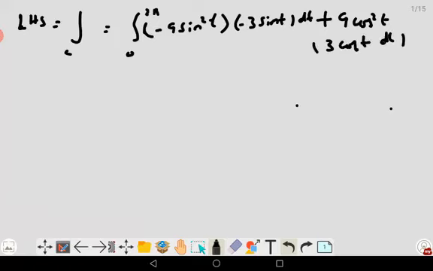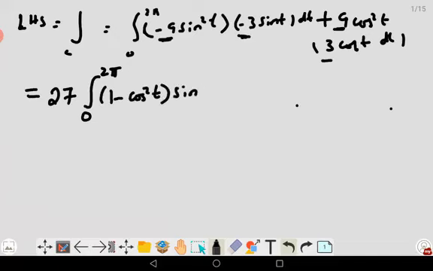Here the integration ends. So we further simplify. This will be 9 into minus 3, minus 27, and 9 into 3 is 27. 27 is a common constant, keep it outside. Now the integral from 0 to 2 pi. The first term will be sine squared t times sine t, sine cubed t. We can write it as 1 minus cosine squared t into sine t dt for the first term.